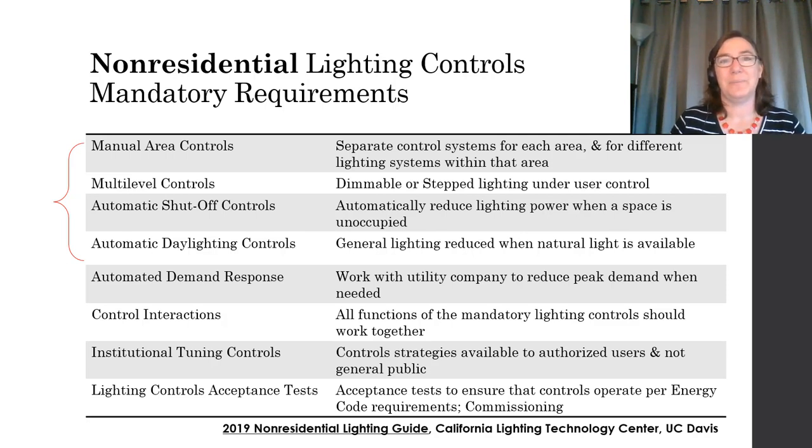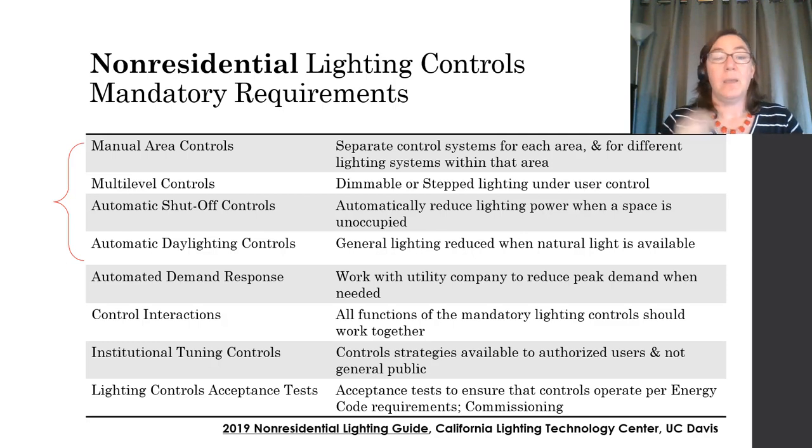we want to use that light. Some of the less common or harder to understand control requirements include the automated demand response. This is a program for a larger building to work with a utility company and reduce their lighting and reduce peak demand in emergency situations and when it's needed. The requirement for control interactions is pretty new to our California codes, and it means that all of the different functions of these lighting control systems need to work together.